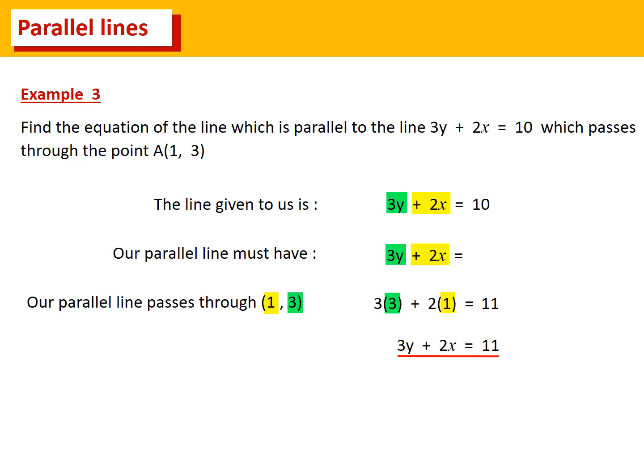And that's how you find the equation of a parallel line through a given point. You look at the original line and keep the x and y's exactly the same, and you substitute in the given x and y values from the coordinate in order to find the constant.